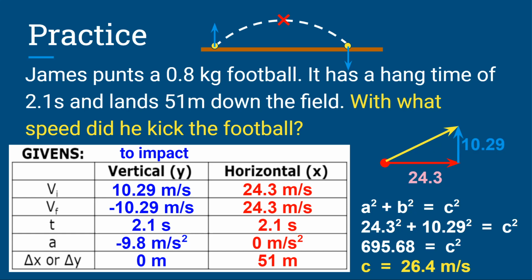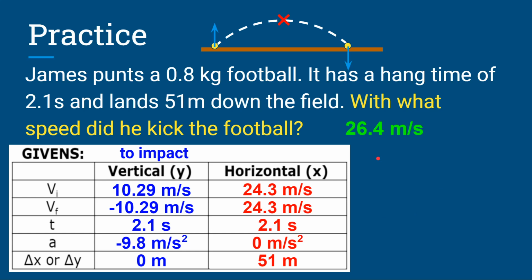For an L class, you would stop here. Actually, for both you would, because it just says with what speed. But for the K classes, remember, you would also need to then find an angle if the question asks for velocity instead. So I'm going to label it up here. Okay, so that's how we solved this one.